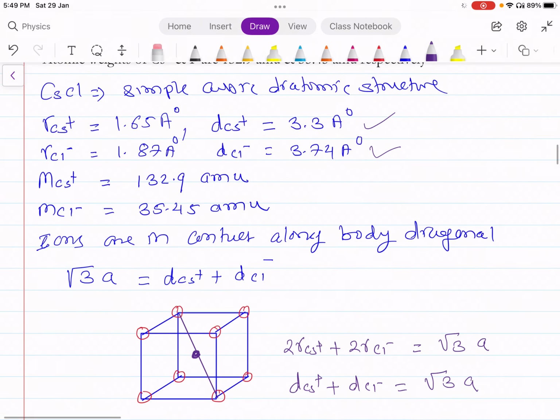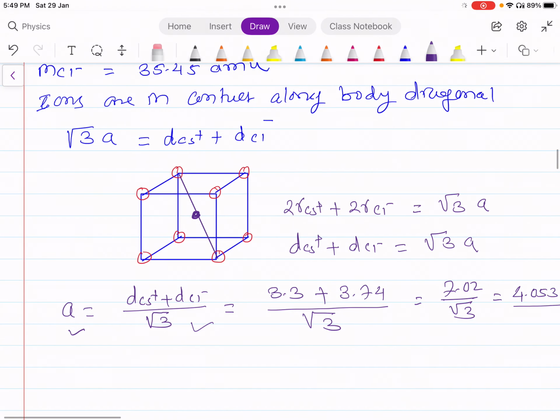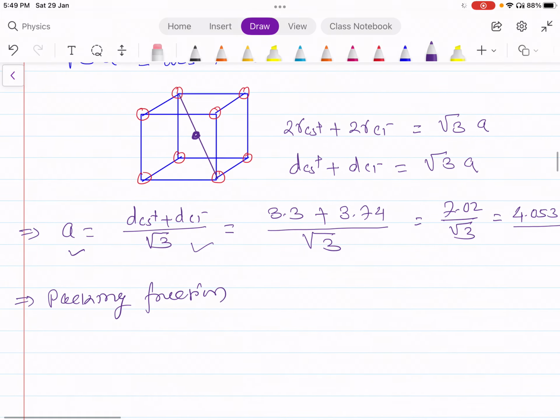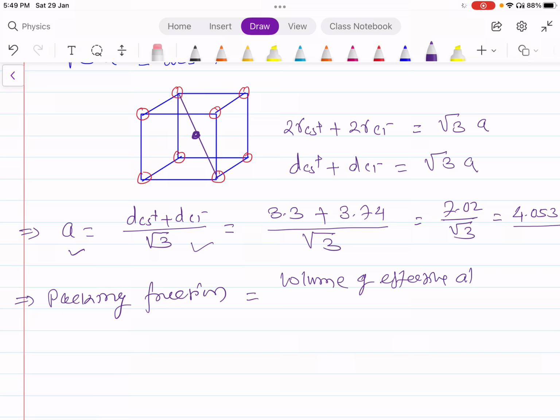So first, what we had to find was the lattice constant. So we got the lattice constant. Second, we have to find the packing fraction. We also derived the formula for the packing fraction. So packing fraction, you know that it is defined as volume of effective atoms in the unit cell divided by volume of unit cell.